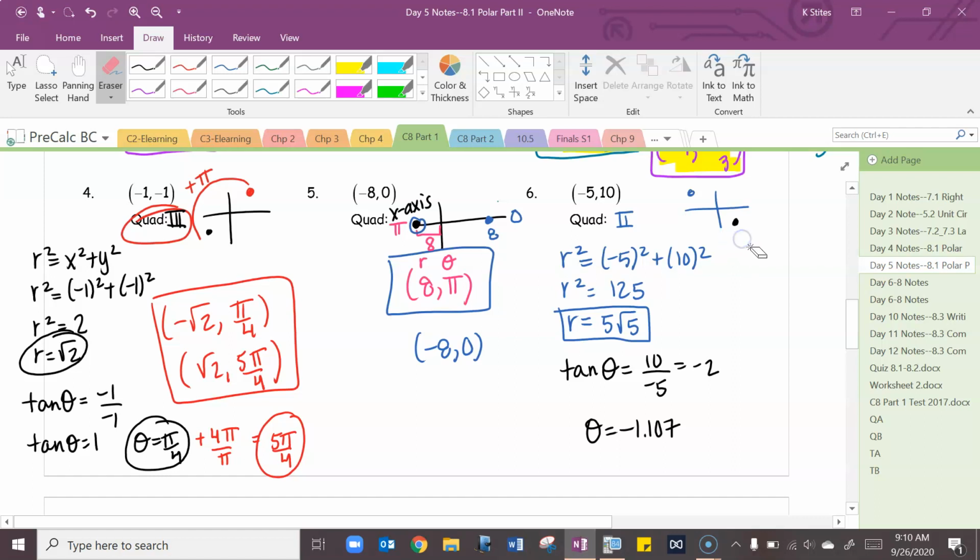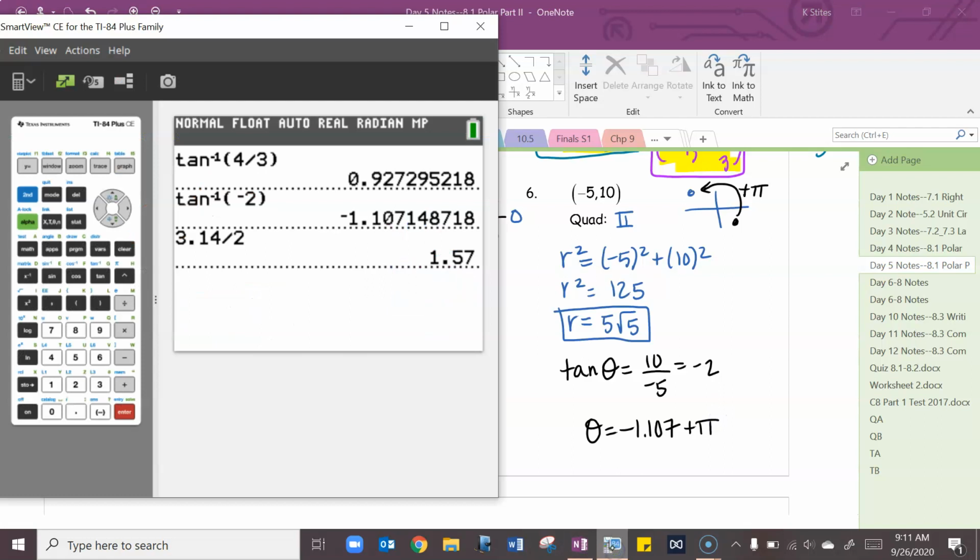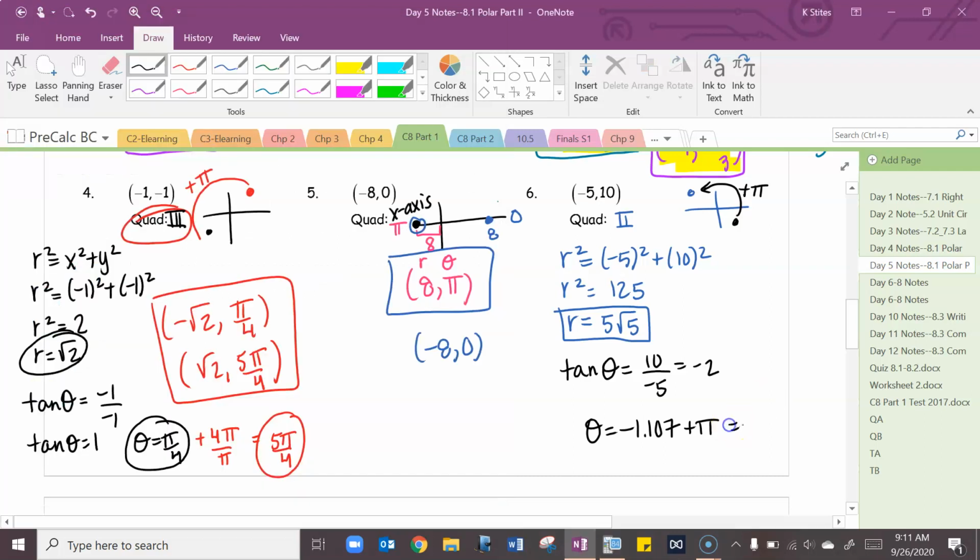Of course, the issue here is that we don't want to be in quadrant 4, we want to be in quadrant 2. So we will have to add pi to this, and we're just going to do that with our calculator. You should add actual pi, don't add 3.14. So 2.034. This is the angle that we really want. So 5 root 5, or you could say root 125, 2.034, and that is our quadrant 4. Or quadrant 2, I should say.